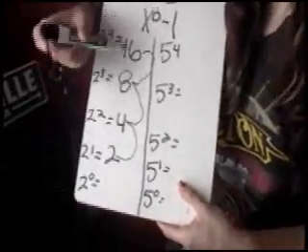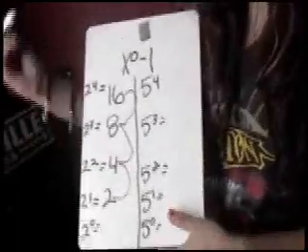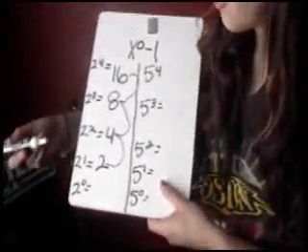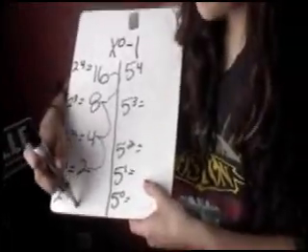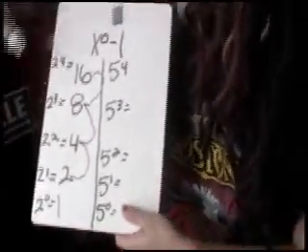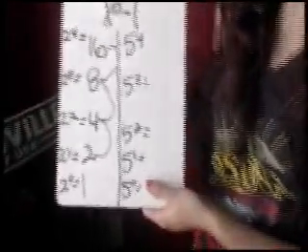16 divided by 2 is 8, 8 divided by 2 is 4, 4 divided by 2 is 2, and so on. And so logically, to keep the pattern going, you would divide by 2 again, which would just equal 1. And same thing for any number. And that is why 2 to the 0 power, or anything to the 0 power, equals 1.